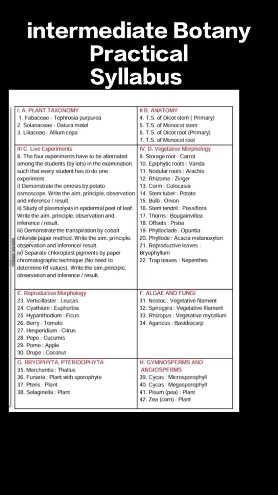So from which there will be three slides: Nostoc vegetative filament, that is 31, 32 Spirogyra vegetative filament, 33 Rhizopus vegetative mycelium. So these are the main slides, and the remaining, from 9 to 42, are specimens.